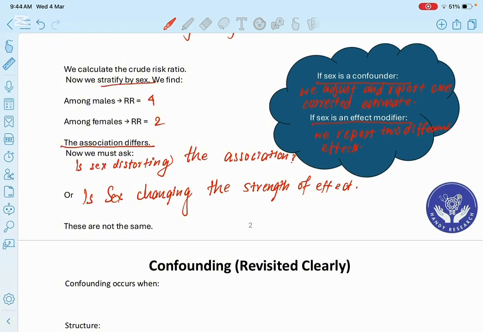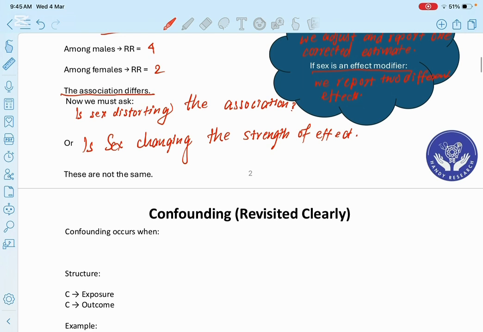Now let's revise this clearly. What is confounding? I think I have explained this many times, and confounding comes in every lecture since the foundation season. So when does confounding occur? It's simple: when a third variable is associated with both exposure and outcome, and distorts the true association.